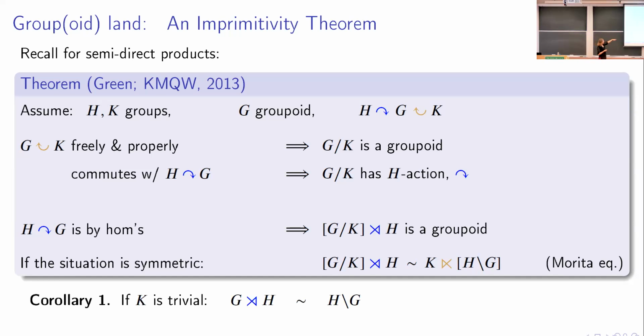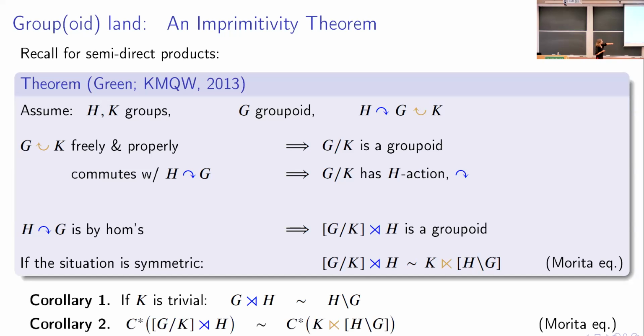One specific example would be if I take my group K to be trivial, I get that the semi-direct product is Morita equivalent to the quotient by the other group. And here is again the Morita equivalent statement that I just mentioned.